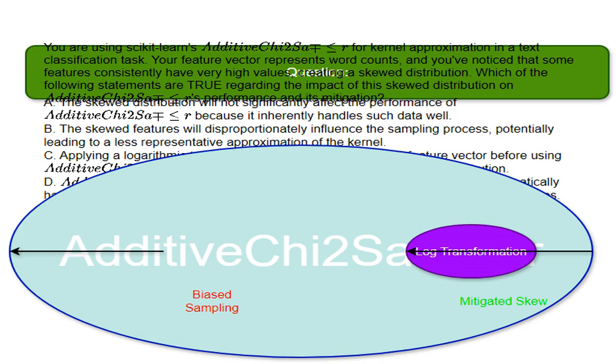Because of the skewed data, AdditiveChi2Sampler is more likely to pick certain features over others. Imagine you're picking candies from a bag. If most candies are red, you're more likely to pick a red one, right? Similarly, in skewed data, features with extremely high values are picked more often during sampling, which can lead to an inaccurate representation. This is what I mean by biased sampling.